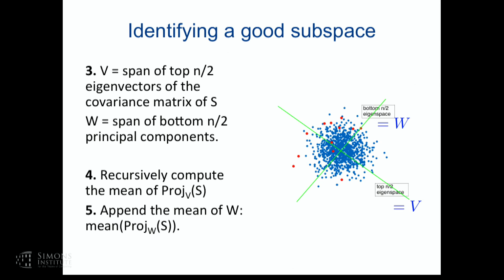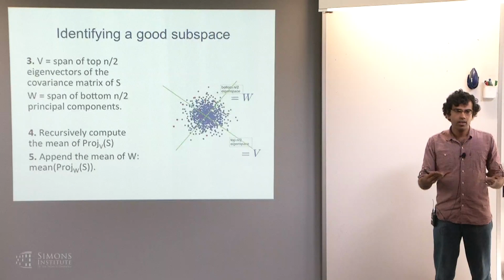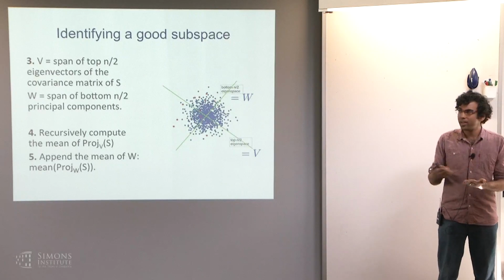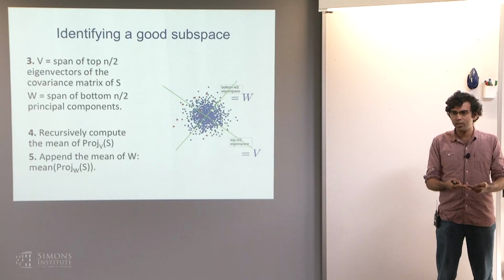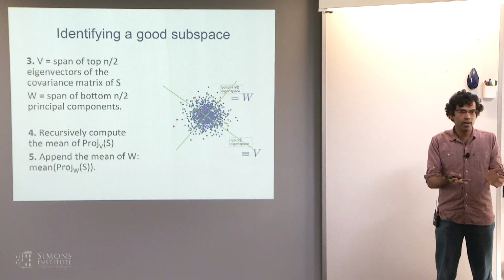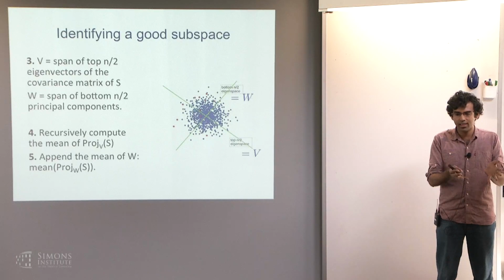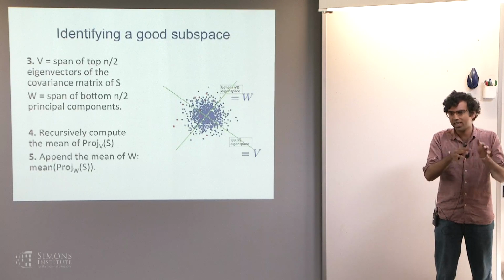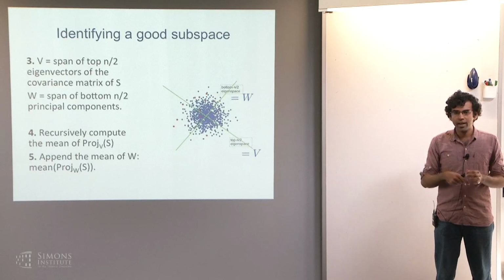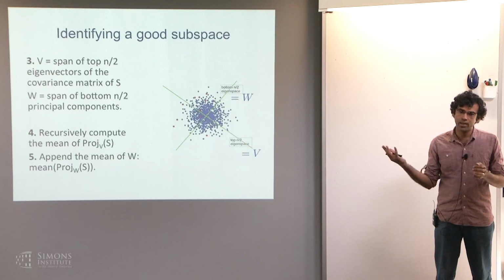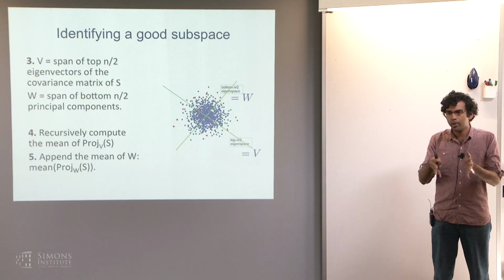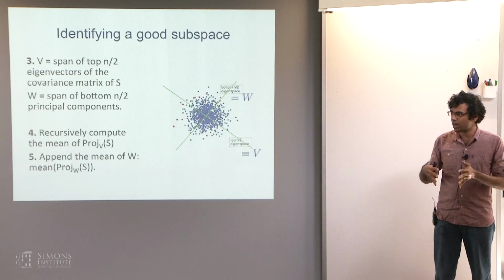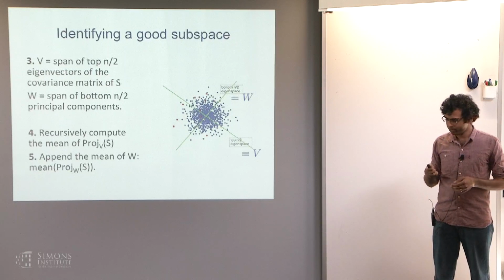So we compute the sample mean in the bottom n/2 space, and in the top n/2 space we just recurse. We repeat the whole process. The thing to note is that when we recurse, the dimension has reduced by a factor of 2. So when we do the outlier removal step in the next iteration, the ball has shrunk, because the radius of the ball is like square root n, and now it will be square root n/2. So we'll have tighter and tighter outlier removal as we progress.